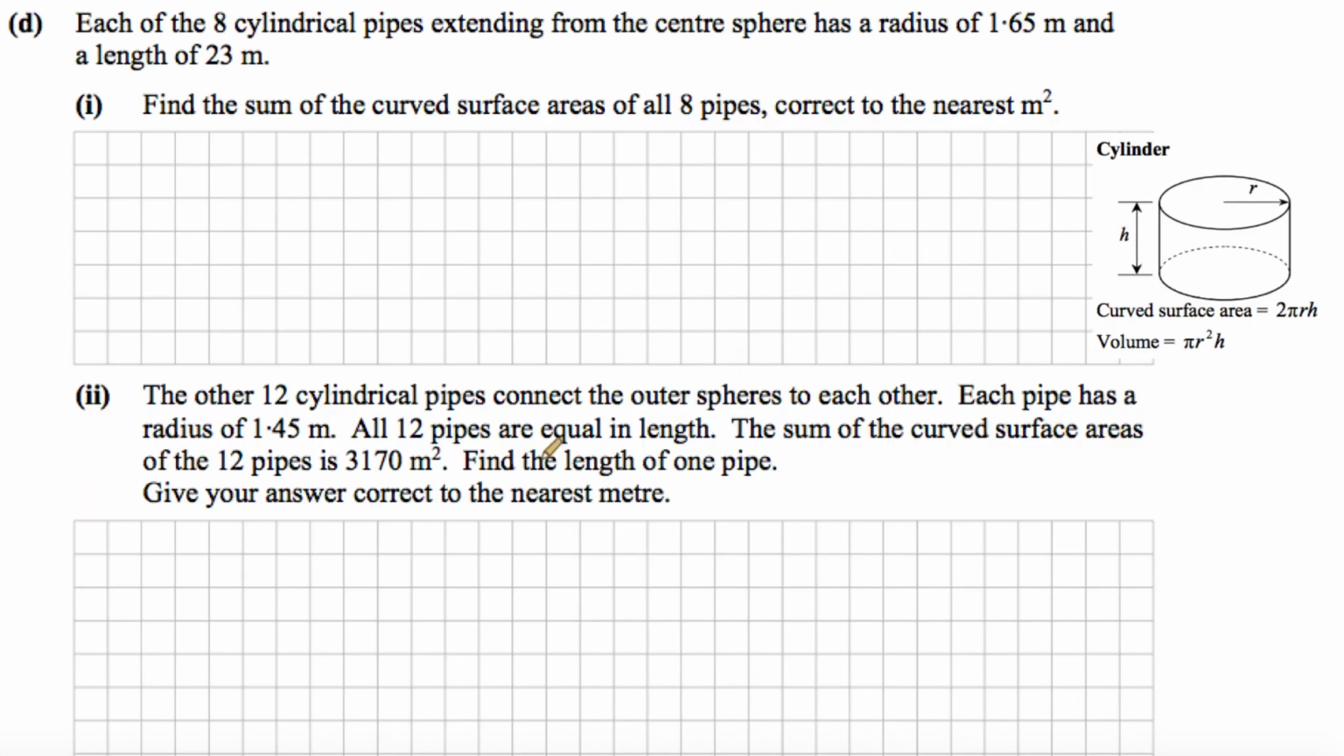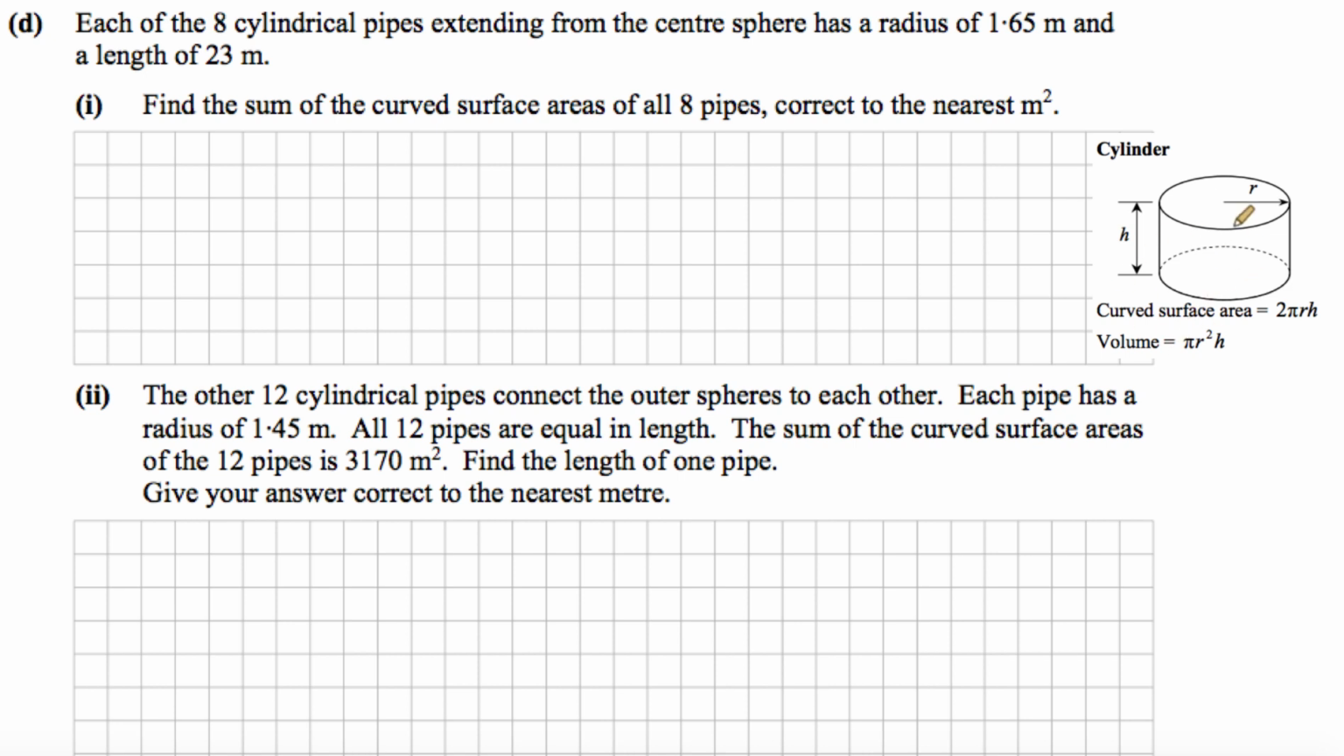Okay, part D says each of the 8 cylindrical pipes extending from the center sphere has a radius of 1.65 meters and a length of 23 meters. Find the sum of the curved surface areas of all 8 pipes correct to the nearest meter squared.